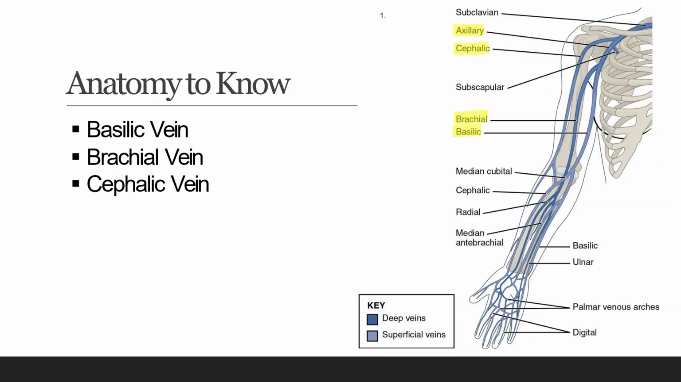So now that we've gone through how we get our images, what arteries and veins look like, and how we visualize our needle down to our target vein, let's go through the structures that we're looking to actually access when we're doing this procedure. The main important veins I've labeled on this anatomic diagram.